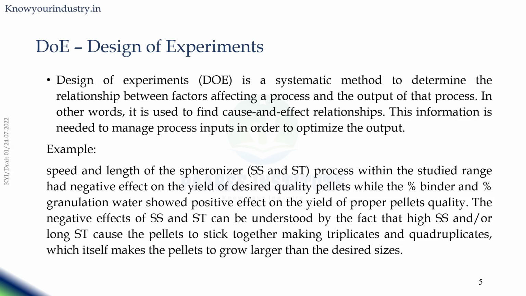This information is needed to manage process inputs in order to optimize the output. For example, speed and length of a spheronizer process within the studied range had a negative effect on the yield of desired quality of pellets, while the percentage binder and percentage granulation water showed a positive effect on the yield of proper pellet quality. The negative effects of speed and length of the spheronizer can be understood by the fact that high speed or high length cause the pellets to stick together, making triplicates and quadruplicates. That means it forms agglomerates, which makes the pellets grow larger than the desired sizes.